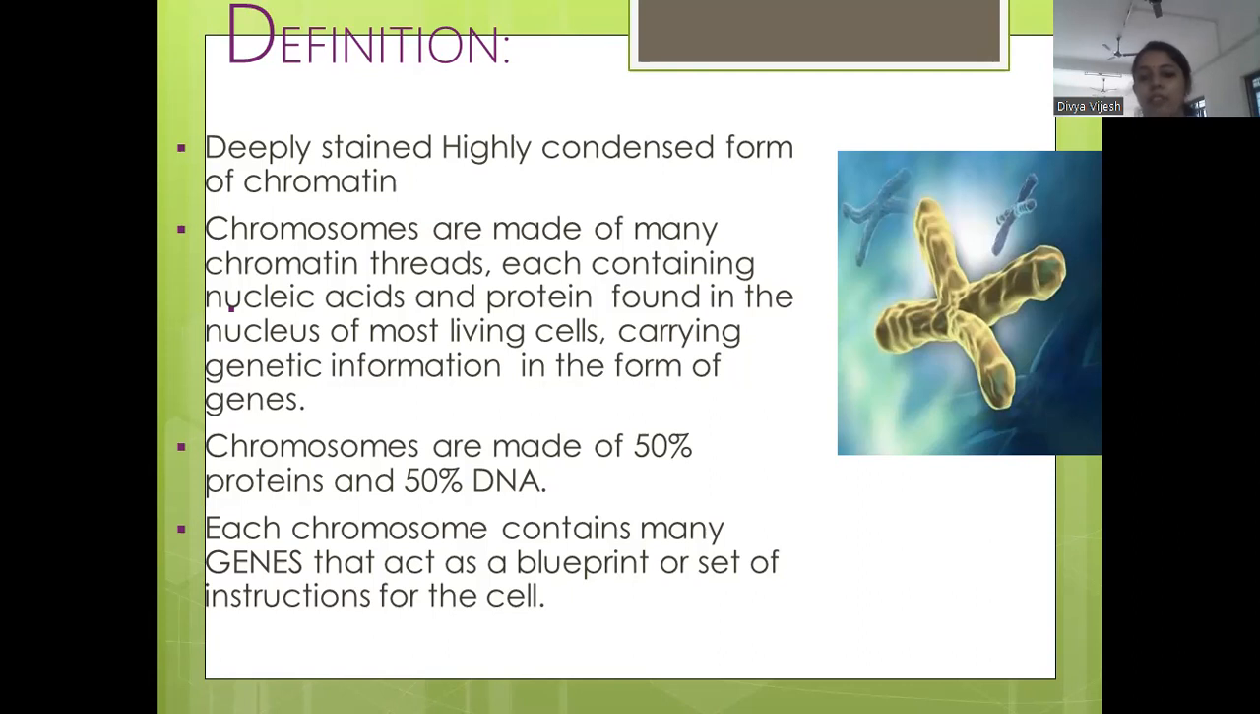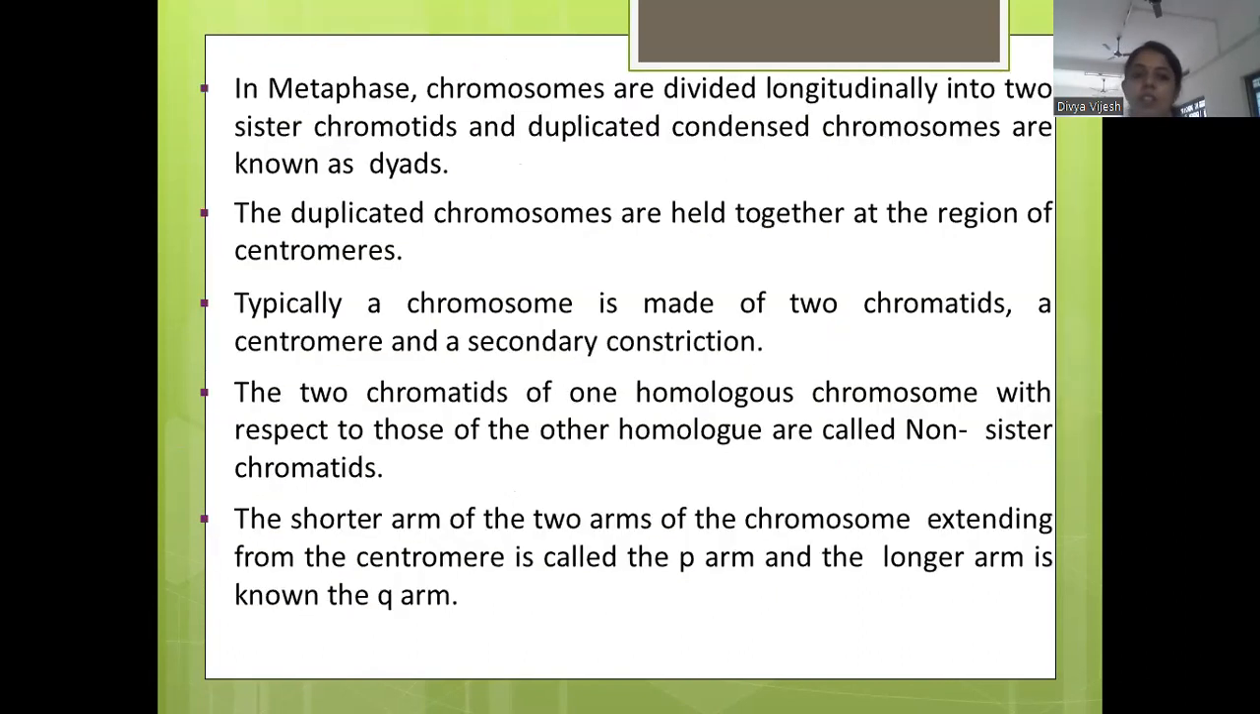Chromosomes are made of 50% proteins and 50% DNA. Each chromosome contains many genes that act as a blueprint or set of instructions for the cell. In metaphase stage only we can study the chromosome, and most of the chromosome studies we have done in the light microscope only.